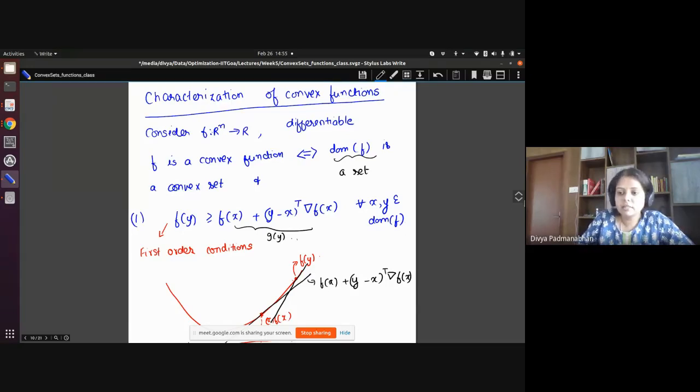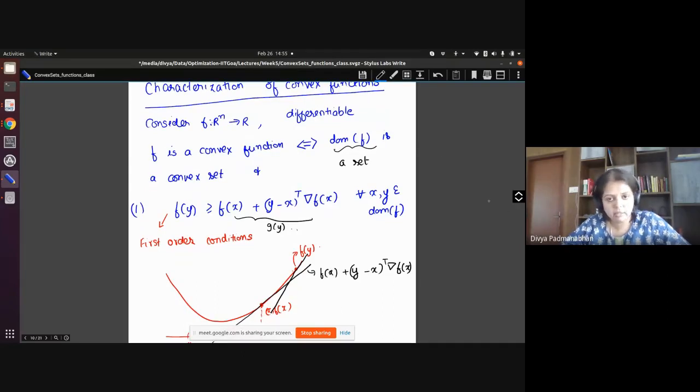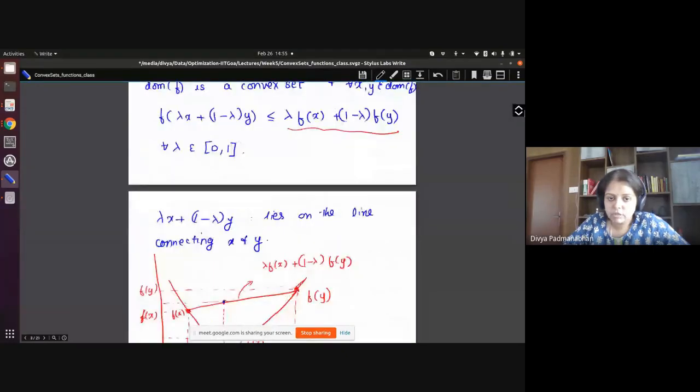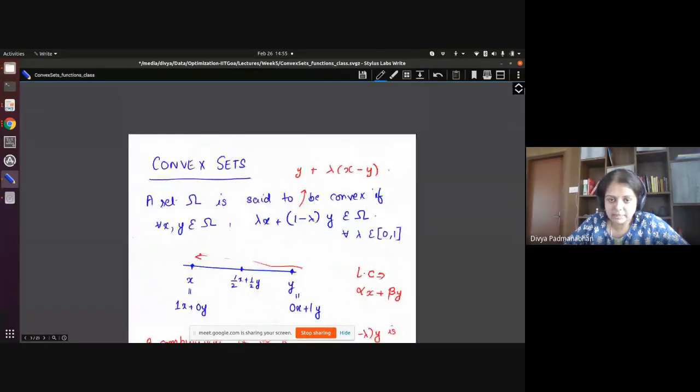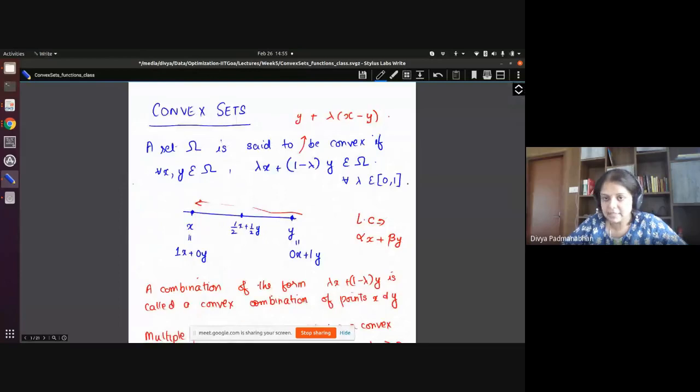Okay, because in the definitions you have this convex combination of any 2 points. Now, if that convex combination of those 2 points is such that it doesn't lie in this domain, then you can't even apply the function on that point, right? So that's the reason why the domain has to be a convex set. In fact, in the definition of the convex function itself, it is implicit.